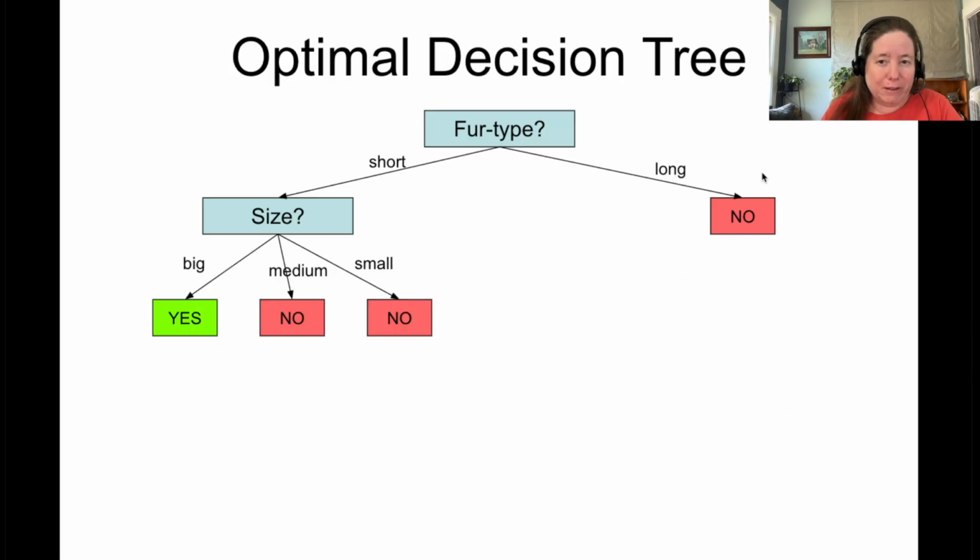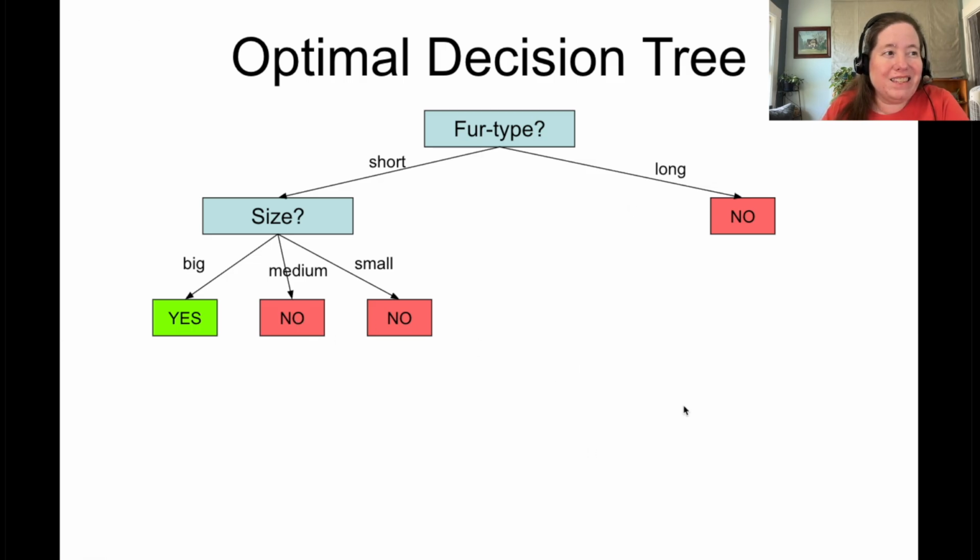For this data set, the optimal decision tree looks like this. And it will generalize much better than the silly example, which was very, very specific to the examples in our particular data set. So if we ask about fur type, judging from the data, there are no long-haired yes dogs, so we can say that any dog with long hair is a no. And among the short-haired dogs, the only ones that have a yes are the big short-haired dogs. Medium or small dogs are all a no on that front.